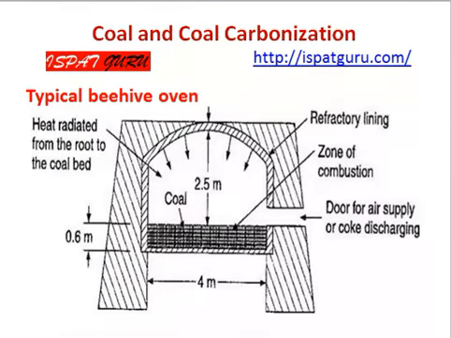A typical beehive oven is shown here. This is the coal bed, this is the height, this is the width, and this is the air supply, the zone of combustion, and this is the refractory dome.